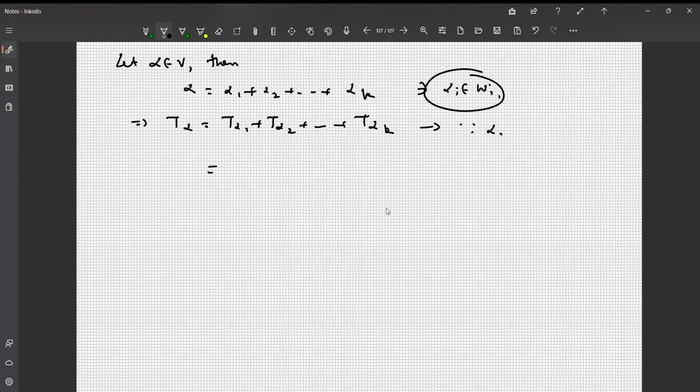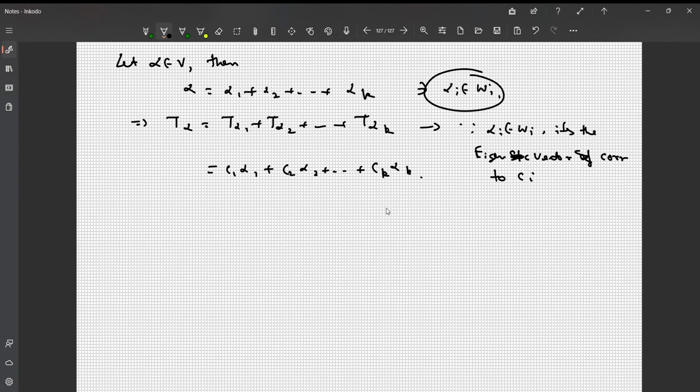So I can just say in words that since each alpha i comes from Wi, it's an eigenvector associated with ci. Therefore, what is T of alpha 1? It's c1 alpha 1. What is T of alpha 2? It's c2 alpha 2, and so on till we have ck alpha k. Is it clear?